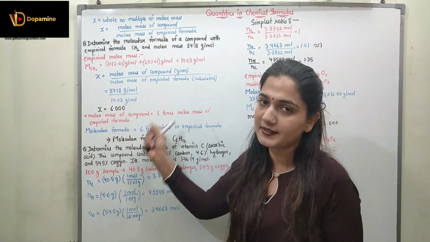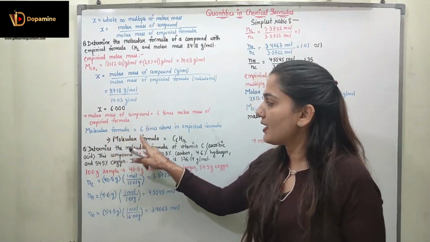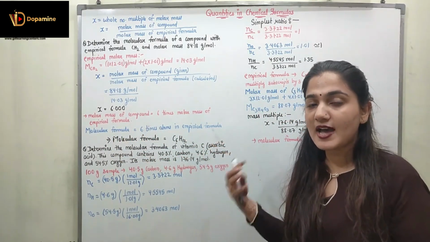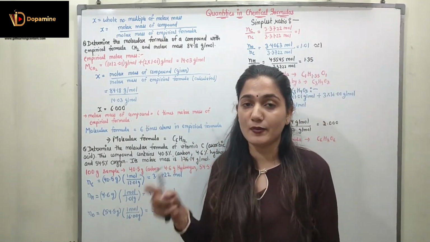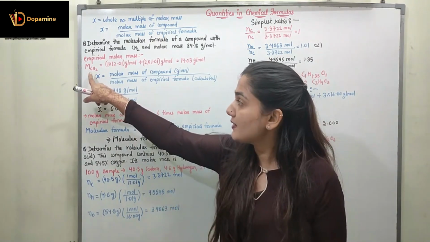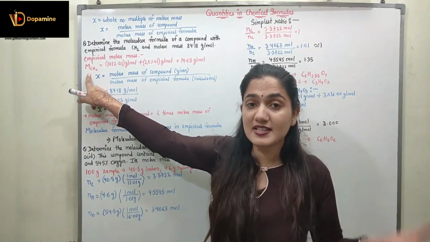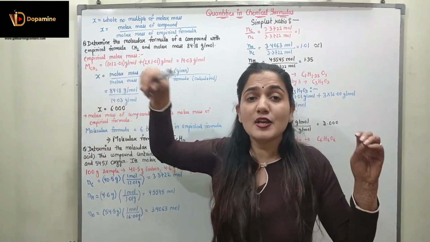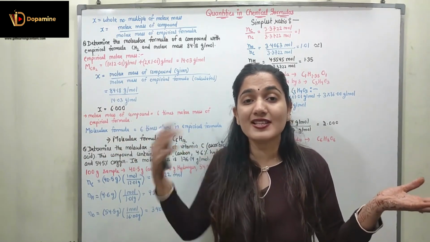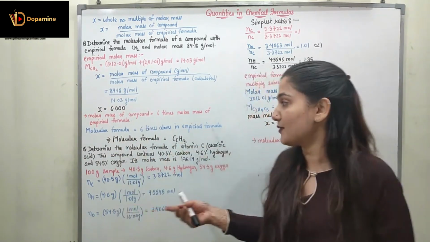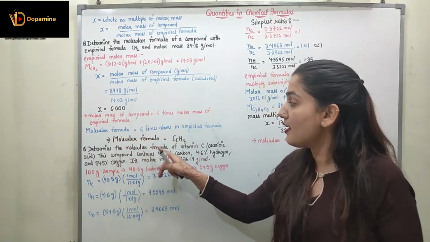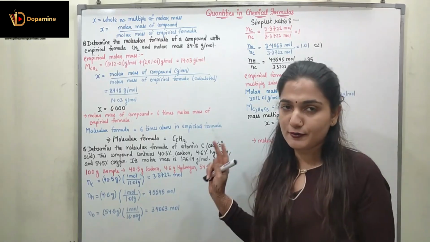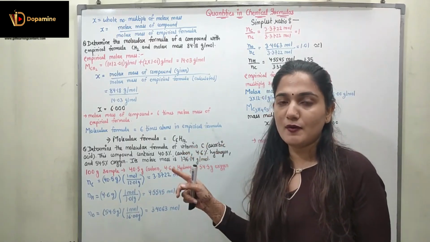From here we interpret this: the molecular formula has 6 times the atoms in the empirical formula. If the empirical formula has 1 carbon atom, the molecular formula will have 6 carbon atoms. If the empirical formula has 2 hydrogen atoms, the molecular formula will have 6 times that, which is 12 hydrogen atoms. So how do we write the molecular formula? The molecular formula is C6H12. This is how simply you can calculate the molecular formula.